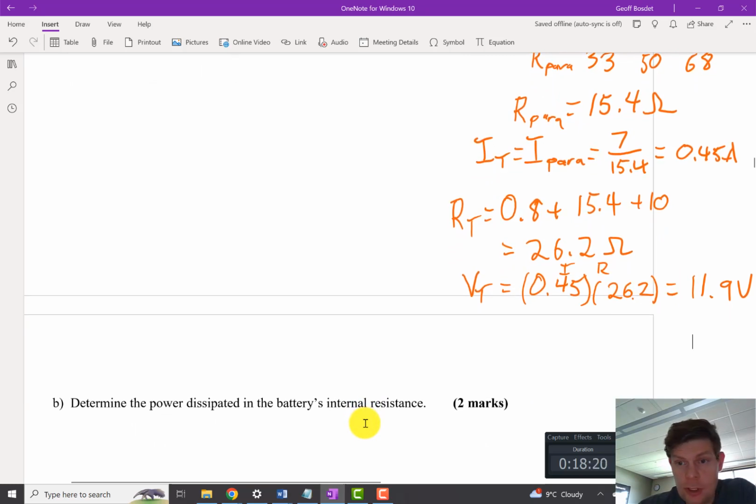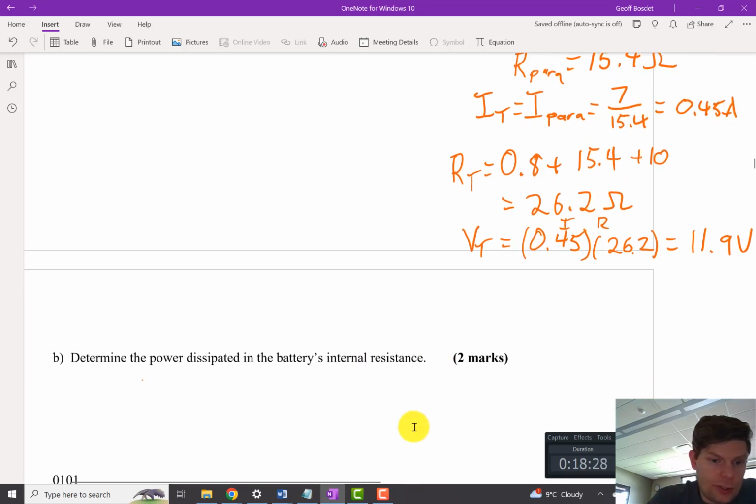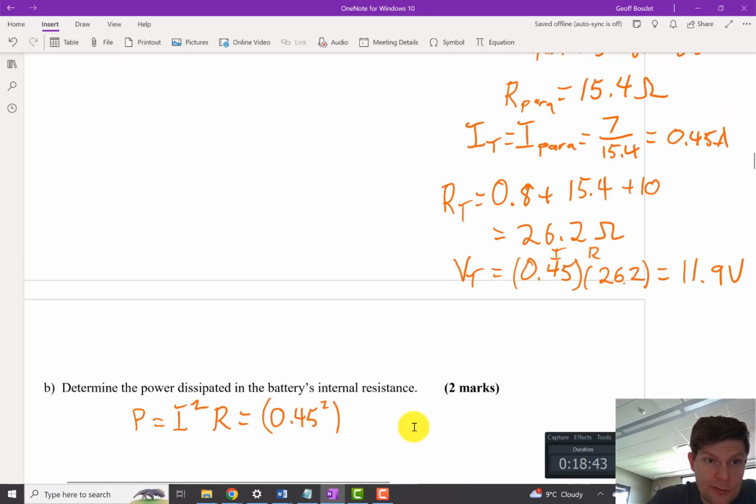Now we want to determine the power dissipated in the battery's internal resistance. That's not too hard to do. We've got the total current, which passes through the internal resistance. So that's the current through the internal resistance. And we know this awesome formula, which is power is I squared R. So we'll just use our total current, which is the current through the internal resistance, because there's no way around it. 0.45 squared. And we'll multiply that by the internal resistance, which is 0.8.